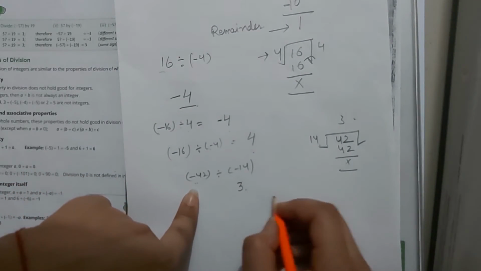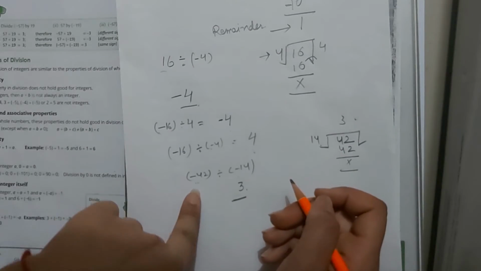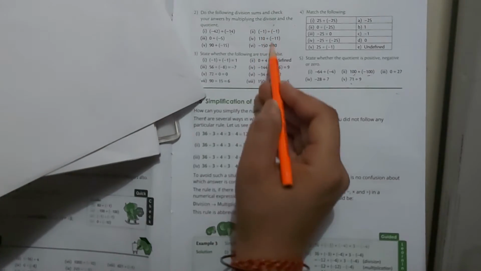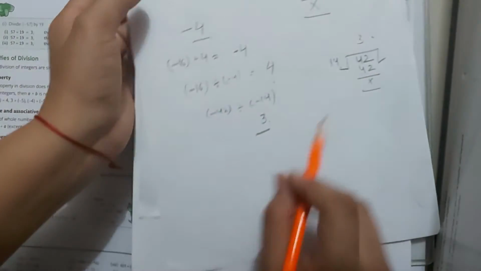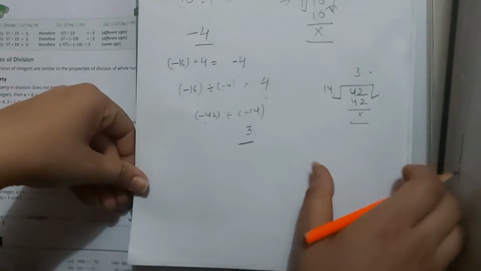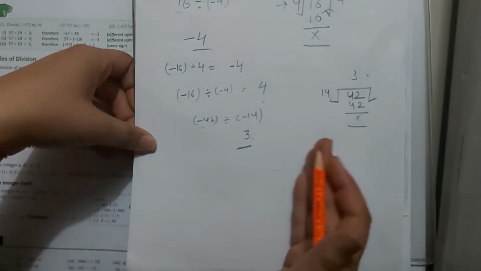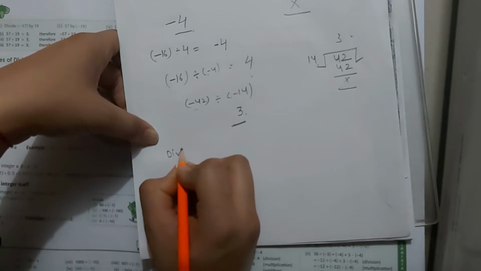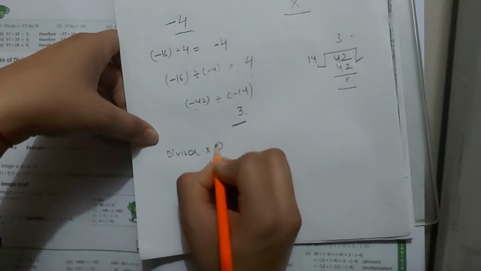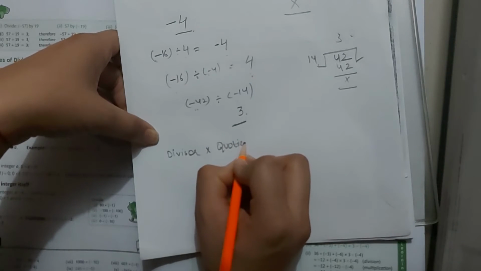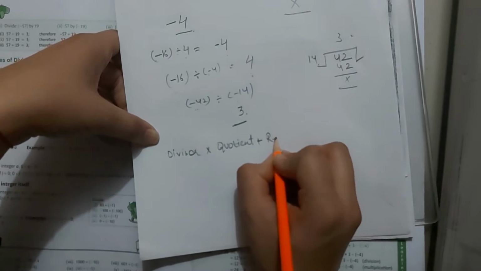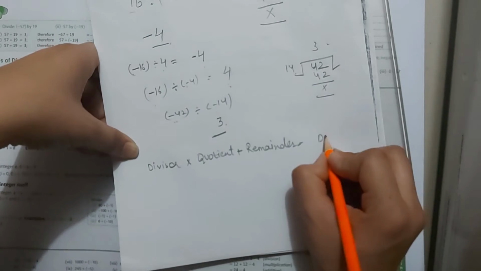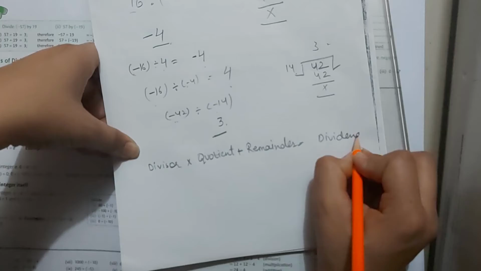So this is our answer. Similarly, in all these questions, this is the same pattern. So we are having a rule. In this rule, as they said, multiply the divisor with the quotient. So we are having a rule that if we multiply the divisor with the quotient and we add the remainder, then it will always be equal to the dividend.